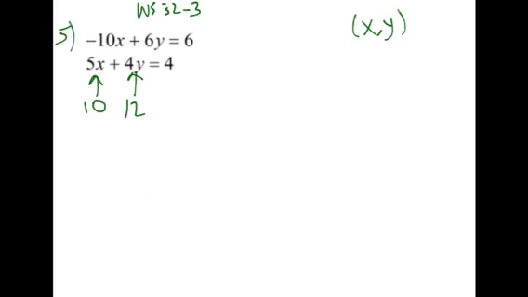So we have this option. Do we want to force the x's into being a positive 10 and a -10 to be opposites, or force the y's into being a positive 12 and a -12? I'm choosing the 10 because it already has one. That means I don't need to make any changes to the top problem at all. That top problem is going to stay exactly the same. I'm even going to make myself a little note. Keep it the same: -10x plus 6y equals 6.